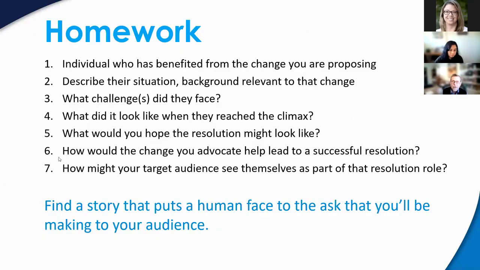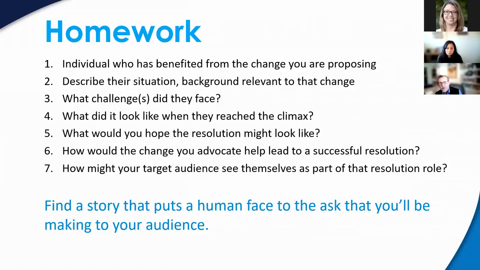But what we'd like you to do is think of an individual who has benefited from the change that you're proposing. And I don't want you to think of an organization that's benefited. I want you to think of an individual, because we will remember the individual. And I would suggest you name the individual. Even if it's not the real name, you can use a different name for the person. People remember the name and hook on to names.